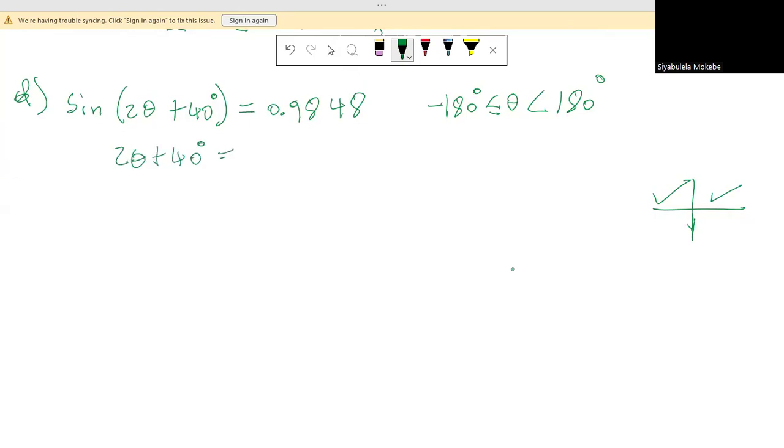So inverse sine of 0.9848. Okay, so what is that equal to? Inverse sine of 0.9848 is 79.997. I'll just make it 80 degrees. That's all. 80 degrees, so that is my reference angle.